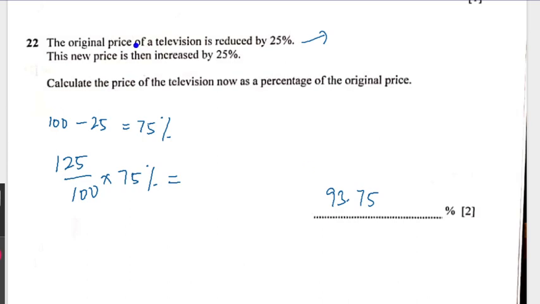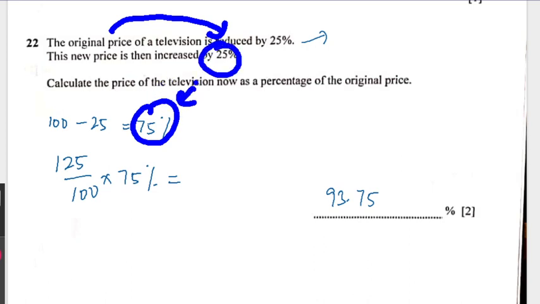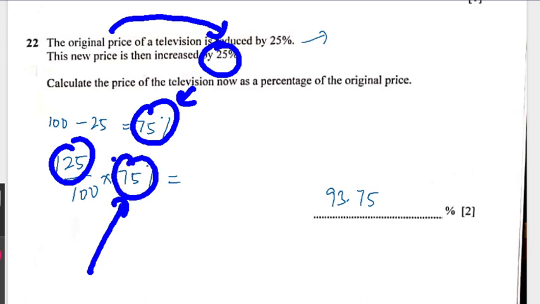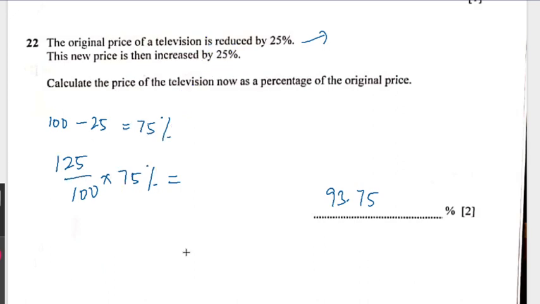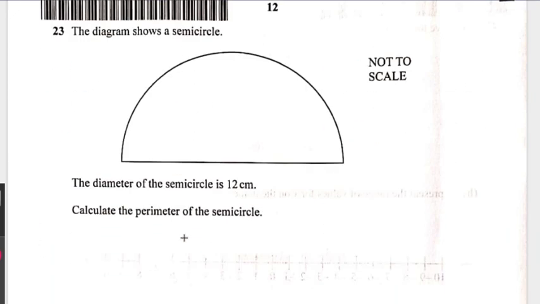93.75%. Is that okay? The original price is reduced by 25%. So you have 75%. And then after that, from that reduced price here, it's then increased again by 25%. When you increase, it must be from 100 plus 25, 125. But now it's from the reduced price just now. So 75%. Careful.